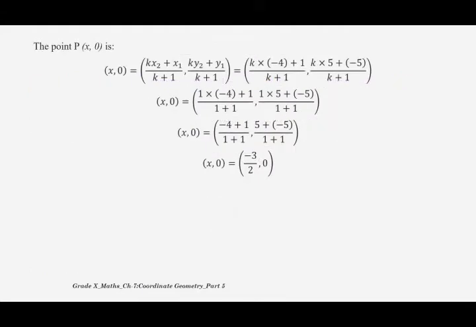Now that we know the value of k, let us find the point P, x, 0. Again, using the same formula, substituting the value for k, we find the point x, 0 is -3 by 2, 0. So, at the point -3 by 2, 0, AB is divided in the ratio 1:1.